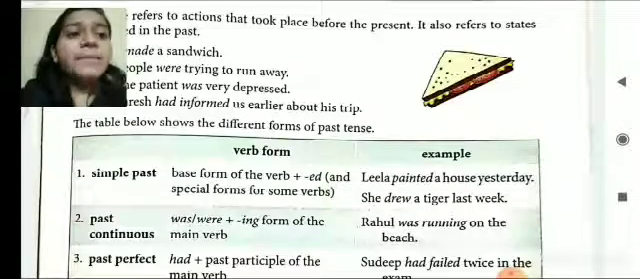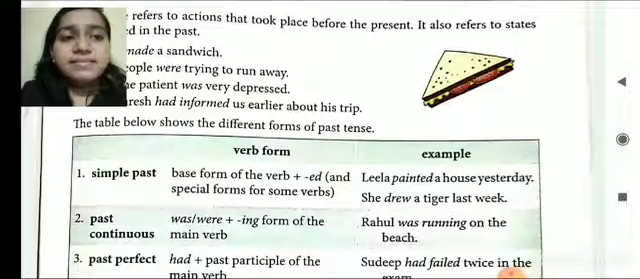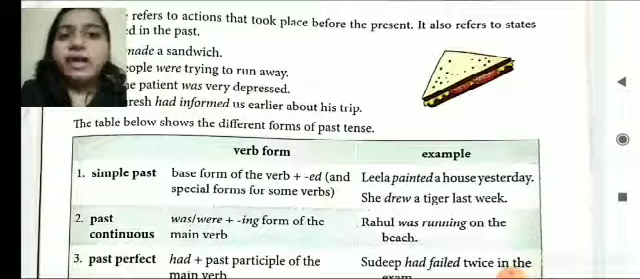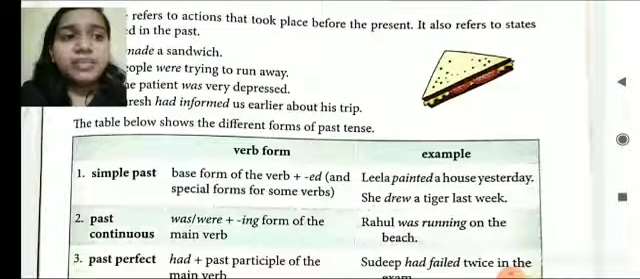Example, Leela painted a house yesterday. So here, in painted, the verb is paint, and in order to make the sentence in the simple past tense, we will add ed to the base form of the verb. So here it is, Leela painted a house yesterday. And the second one is, she drew a tiger last week. So here the sentence wants to express that she had drawn a tiger last week. So here, in order to make it simple past, the verb will be drew.